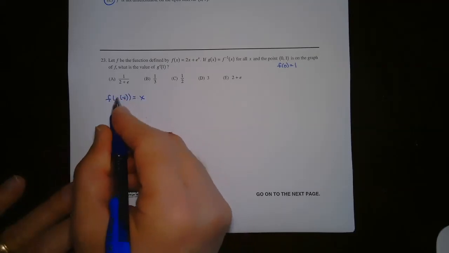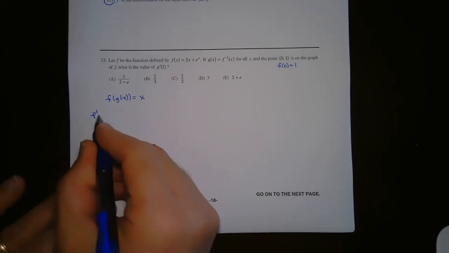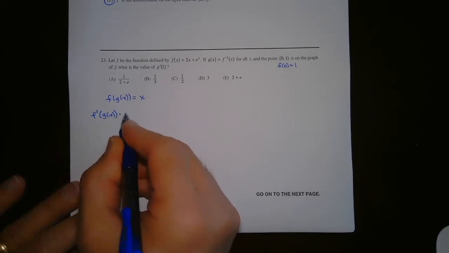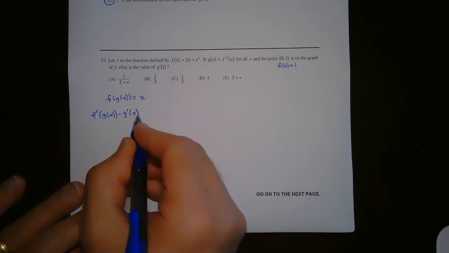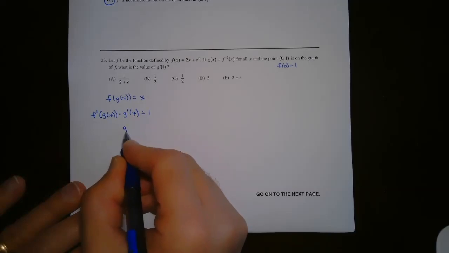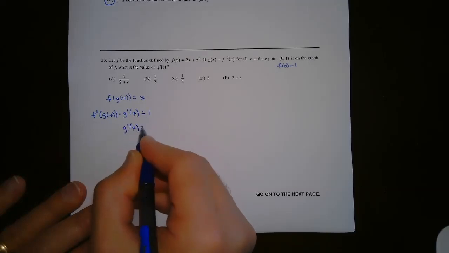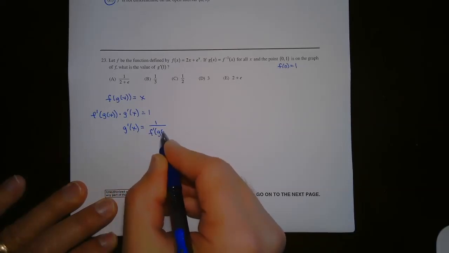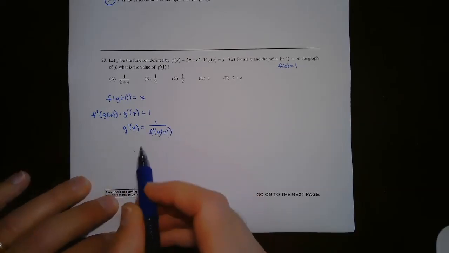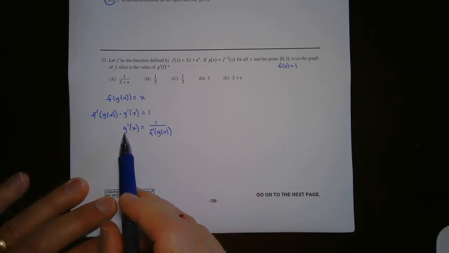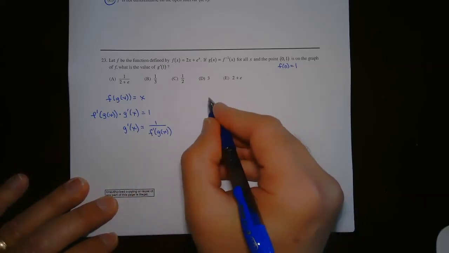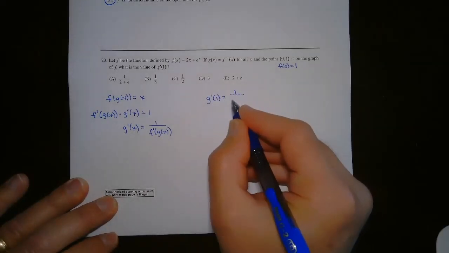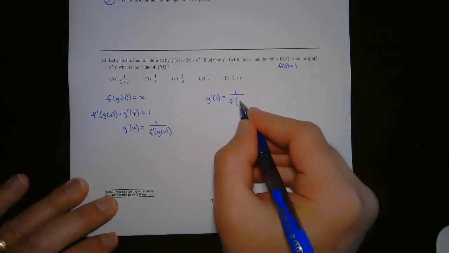So the derivative of this is going to be the chain rule. So it's f prime of g of x times g prime of x is equal to 1, which means g prime of x must equal 1 over f prime of g of x, okay? So this is going to allow us to find g prime of 1. So g prime of 1 is simply 1 over f prime of g of 1.